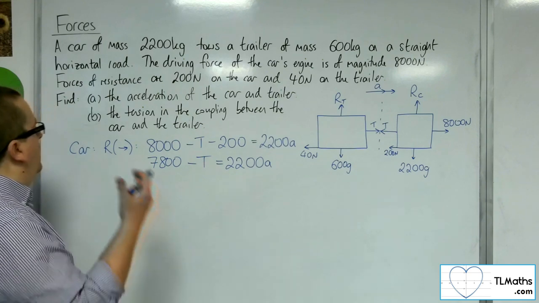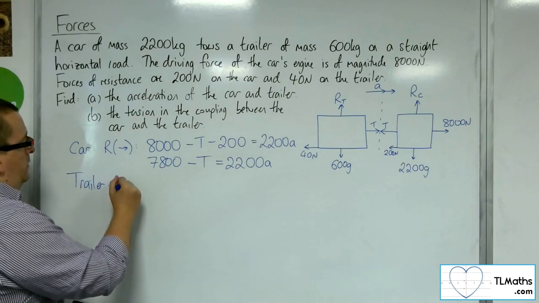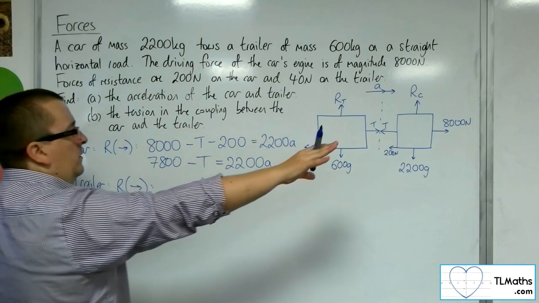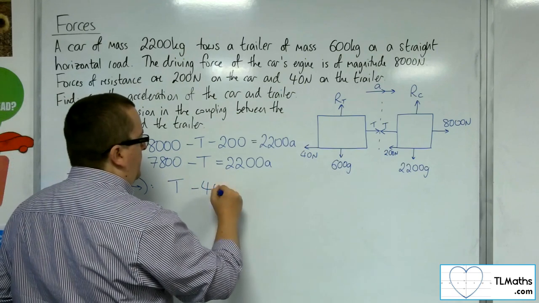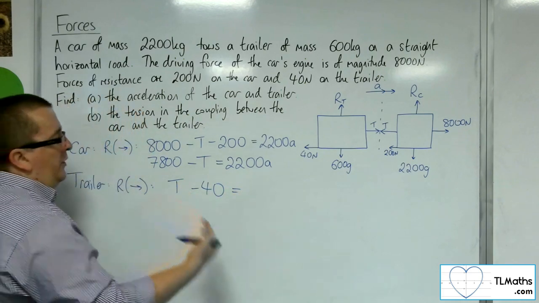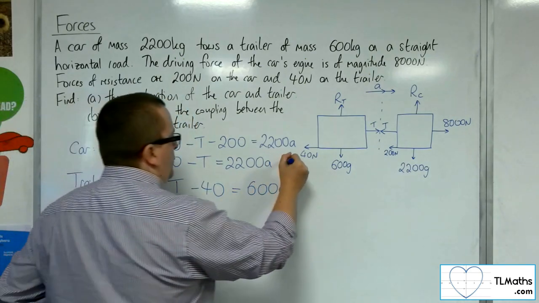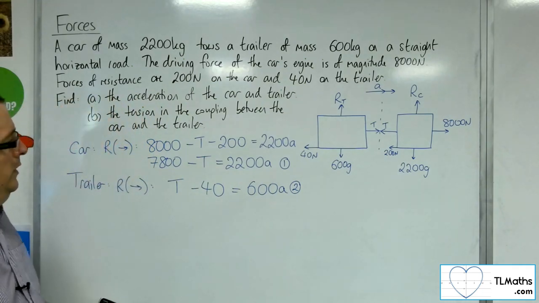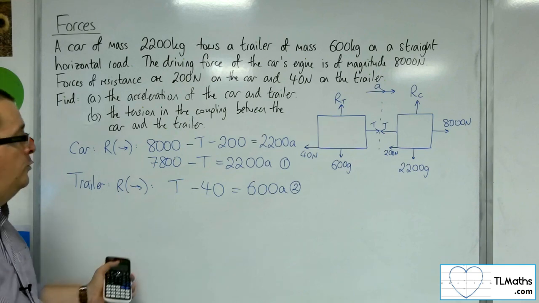Right, what comes next? Well, now I can resolve horizontally for the trailer. So I've got T working towards the right. I've got 40 working against me. I've then got that to be equal to the mass times acceleration, so 600A. So I now have two equations, equation number one and equation number two. So I could plug these into my calculator, but I'm going to just solve them algebraically because it's quite straightforward to do that.